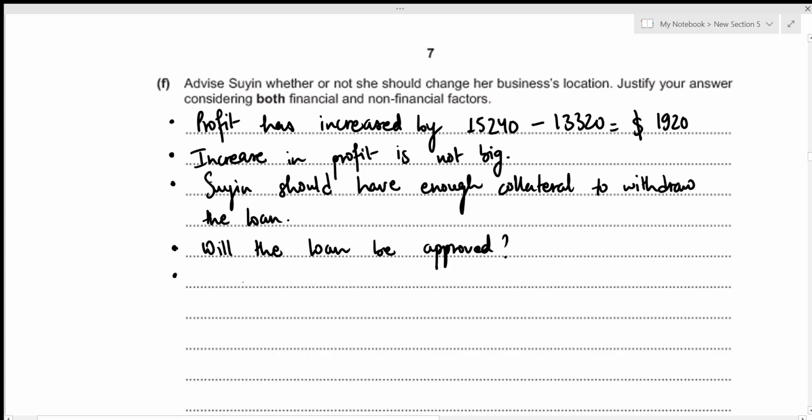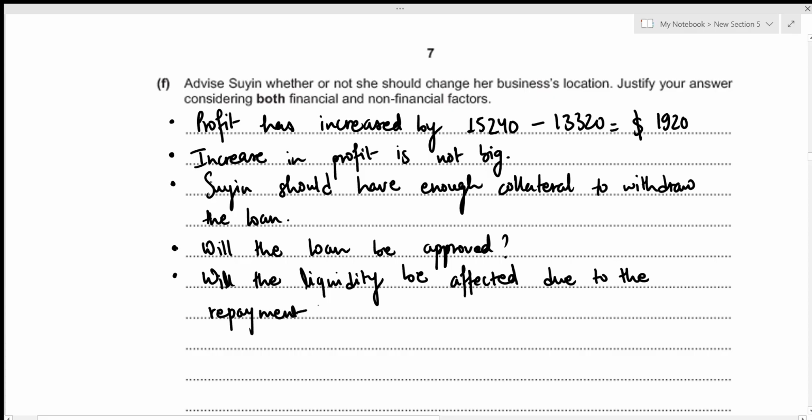And the other factor is that will liquidity be affected due to the repayment of the loan? Because we're also given that the 16,000 will be paid over a 2-year period, right? So will the liquidity be affected due to the repayment of the loan? And what else is there? So all the other information that we were given correlating to the change in her business's location, those are just the forecasts, right? So there's no guarantee that the forecasts are accurate. So that can be another point.